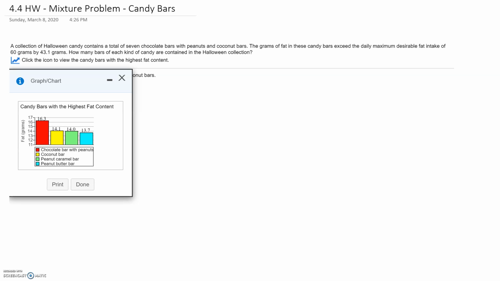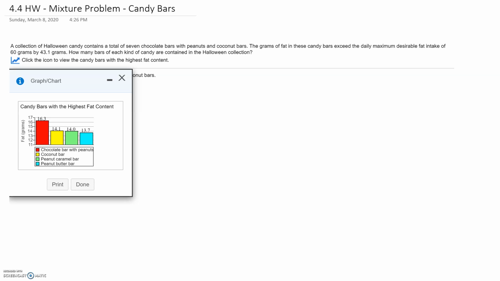Okay, so for this problem about Halloween candy, we have a total of 7 chocolate bars with peanuts and coconut bars, and we're also given some information about the grams of fat in these candy bars. We're told that the grams of fat exceed the daily maximum desired fat intake of 60 grams by 43.1 grams. Then we have to figure out how many bars of each kind were contained in this particular Halloween collection.